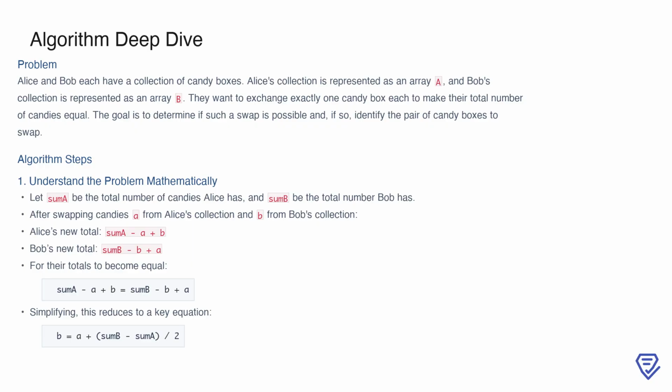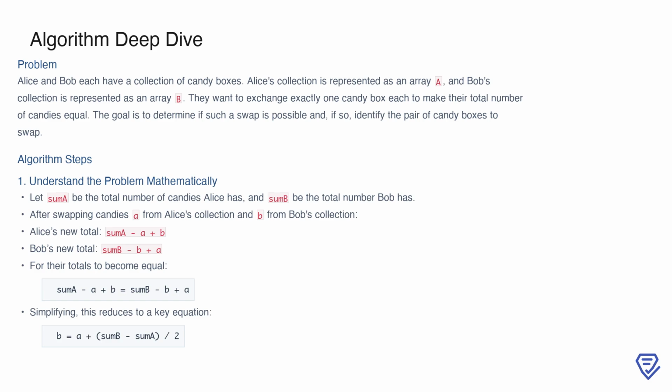The problem involves Alice and Bob, who both have collections of candy boxes represented as arrays, A for Alice and B for Bob. They want to exchange exactly one candy box each to make their total number of candies equal. To solve this, we need to determine if such a swap is possible and, if so, identify the specific pair of candy boxes to swap.